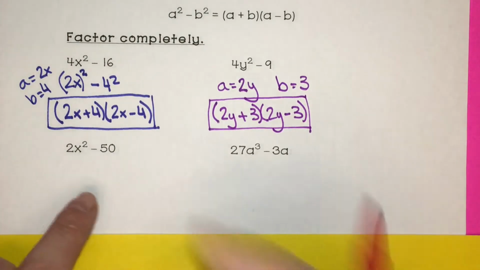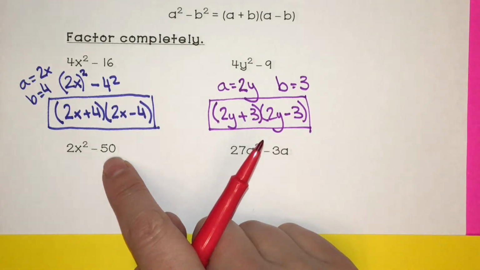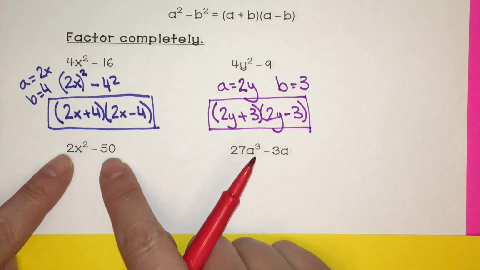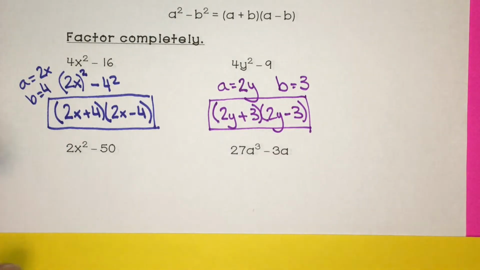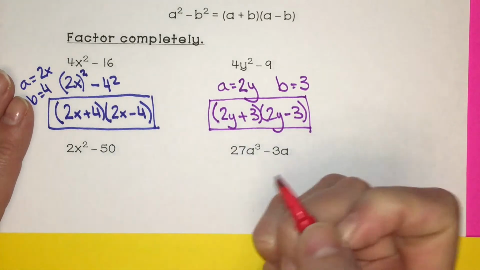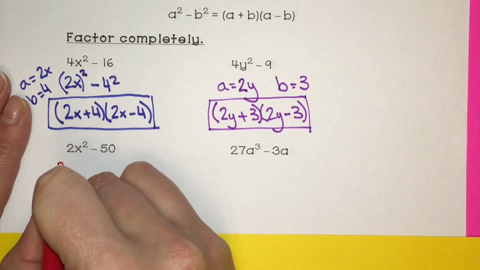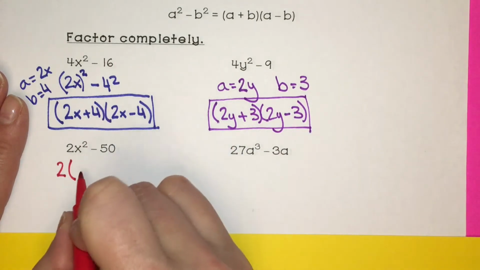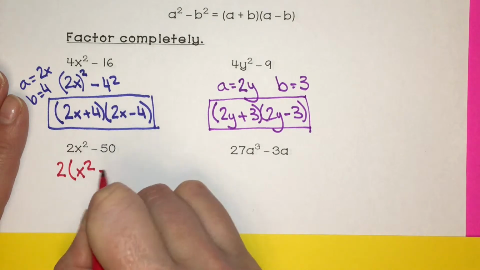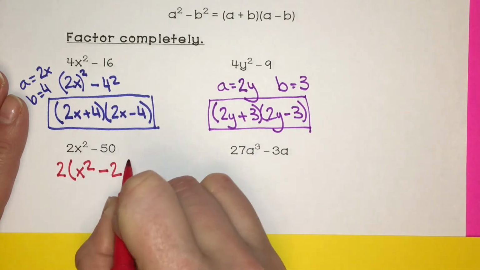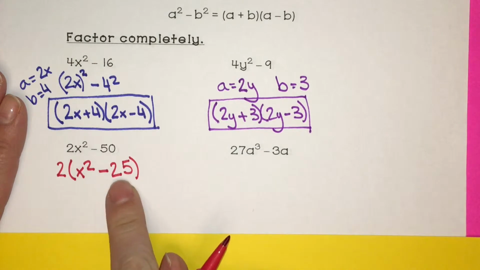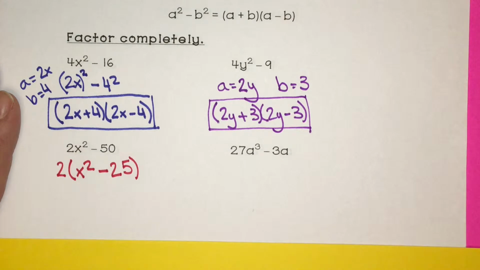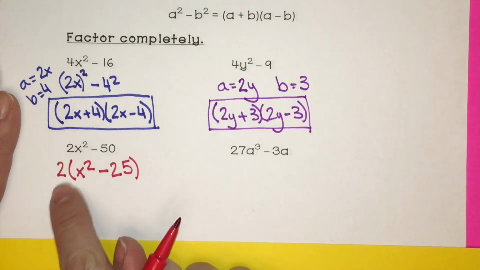Okay, if we look at this one, you can see right away 50 is not a perfect square, but I know that if I have a 2 and a 50, I can factor out 2 because I can divide both 2 and 50 by 2. So if I factor out a 2 times, 2x squared divided by 2 leaves me with just x squared minus 50 divided by 2 is 25. Now I have that perfect square. So both of these are perfect squares. When I write my answer, I have to write that 2 on the outside.